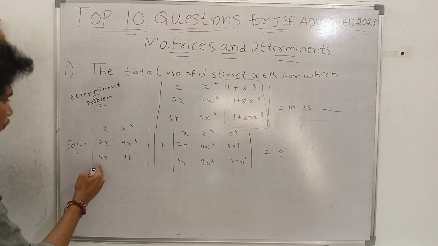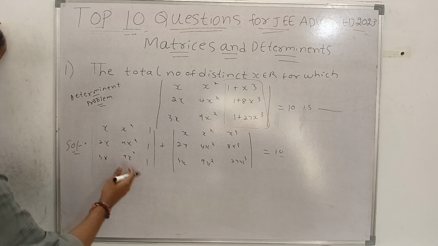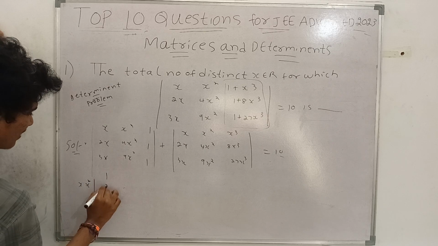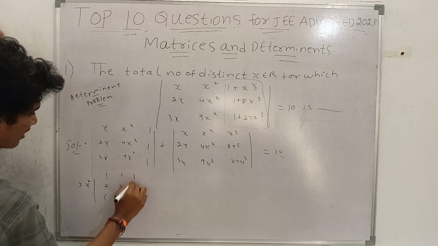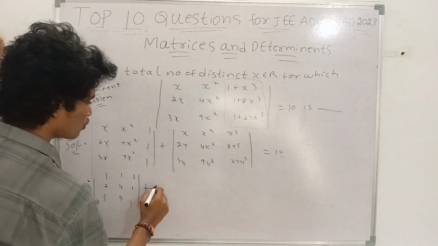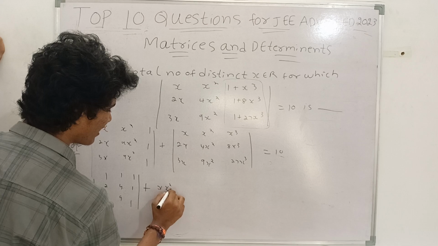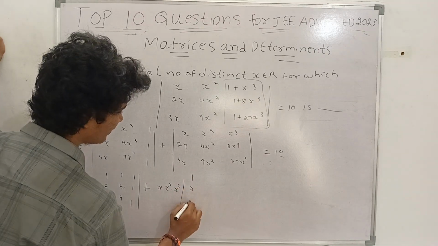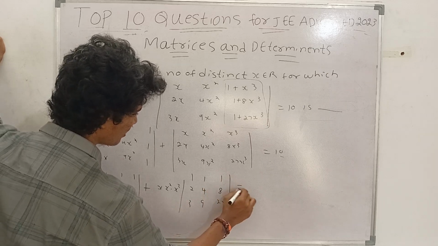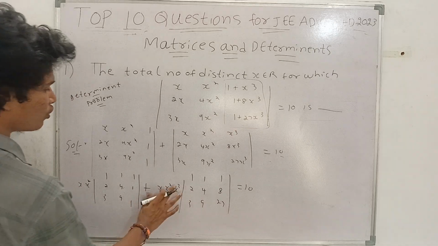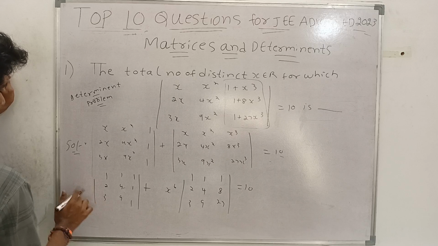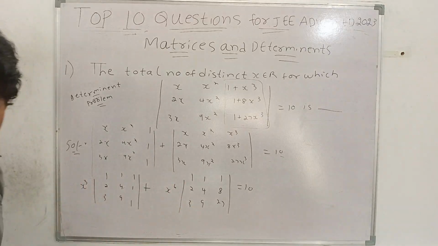If you observe carefully here, we can take x common in this column, and x square in this column, and x cube in the next. After taking x common, what is left? 1, 2, 3, 1, 4, 9, 1, 1, 1. Plus here I am taking x as common, x square as common and x cube as common. So what will be outside? x into x square into x cube, and 1, 2, 3, 1, 4, 9, 1, 8, 27 is equal to 10. So what is x into x square into x cube? It is x power 6. And what is x into x square? It is x cube. So we have to solve this.